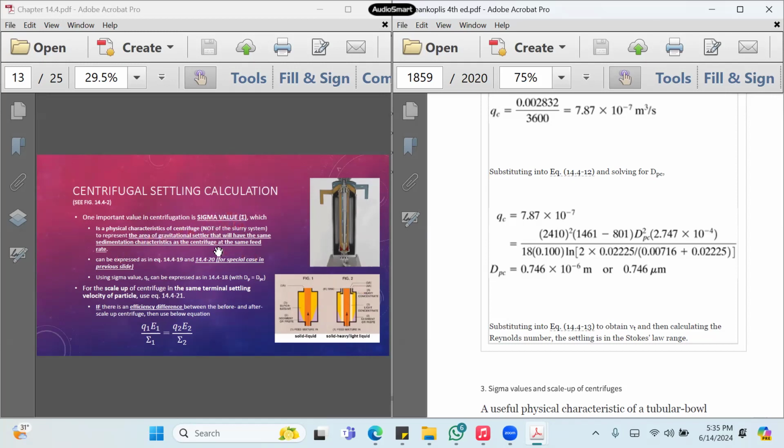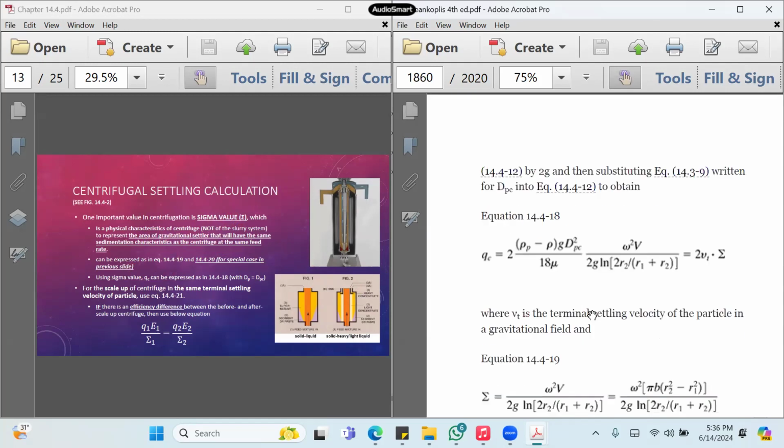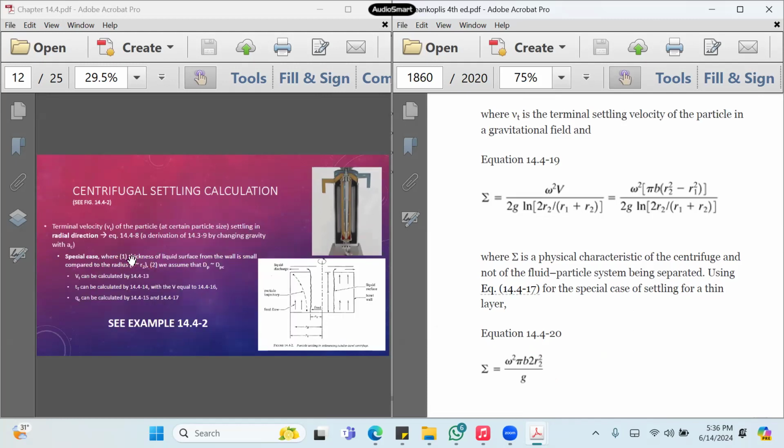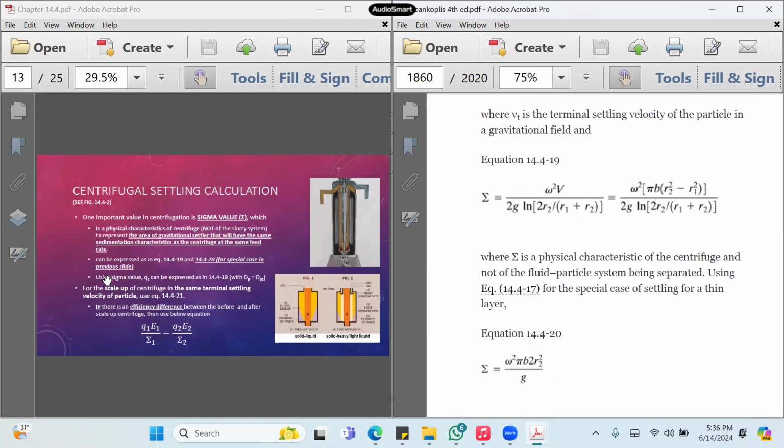Now, this sigma value can be expressed using equation 19 and 20. However, equation 20 is very short because it's only for a special case that I mentioned in the previous slide. The two requirements must be met for us to use this. For other cases, we use equation 19. Using the sigma value, we can also calculate QC.